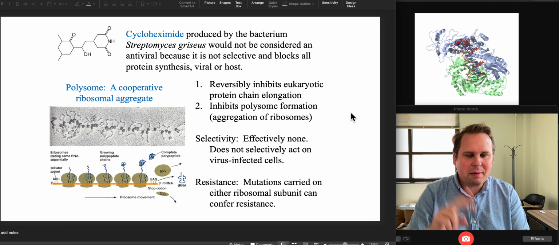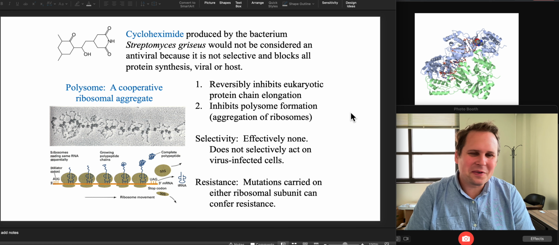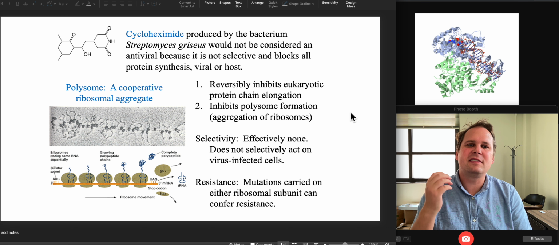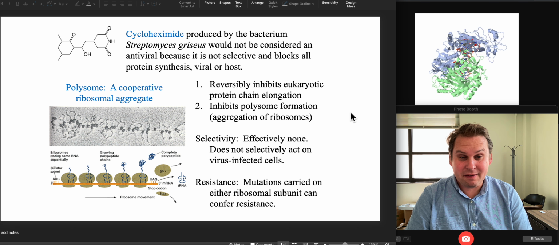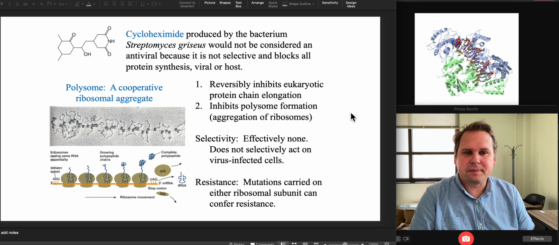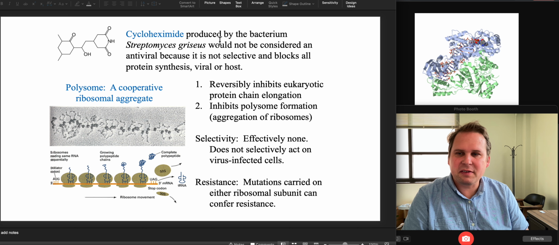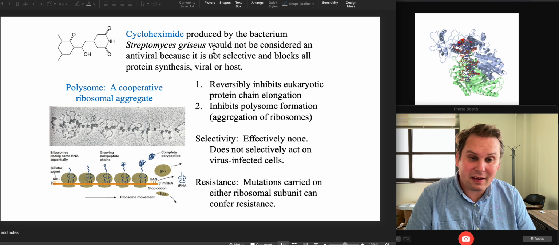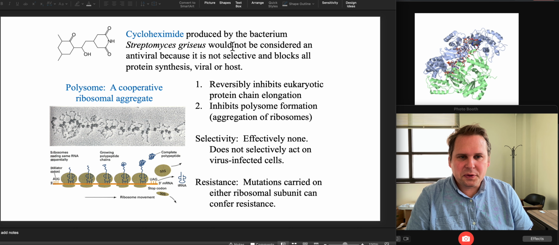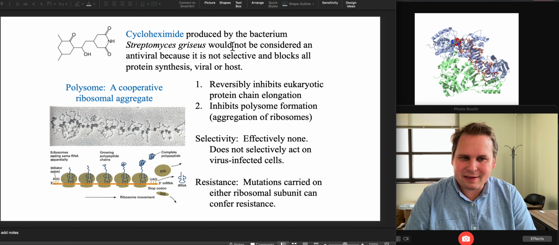So I'll give you 2 examples of things that are not quite antivirals. And then all the rest of the lecture is going to be talking about things that are antivirals, and so I want to show you the difference. So the problem that both of these have is selectivity, essentially. And so this is a drug called cycloheximide. It looks like this. It's made by a bacterium, Streptomyces. They make a lot of antibiotics for us, these Streptomyces bacteria. It would not be considered a true antiviral, even though it will decrease the amount of virus present.